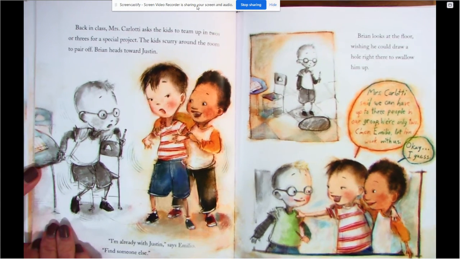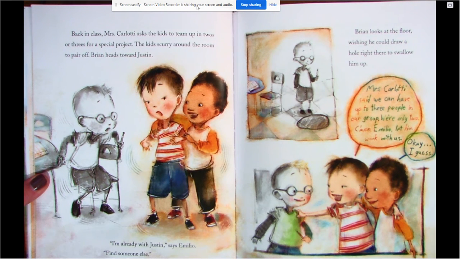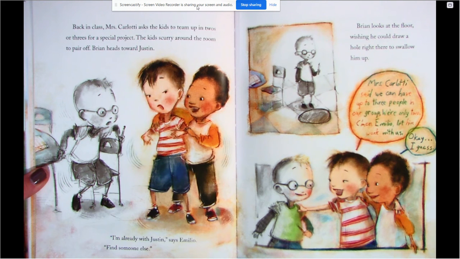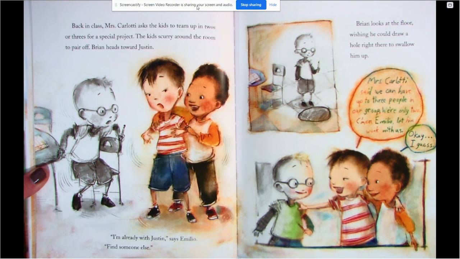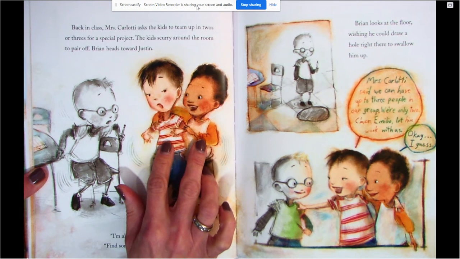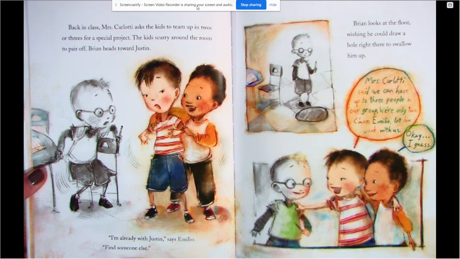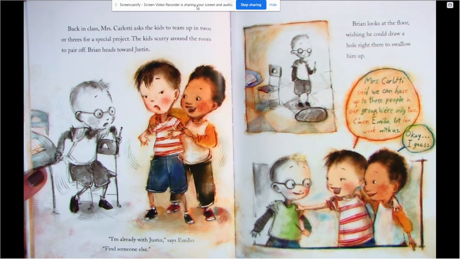Back in class, Mrs. Carlotti asks the kids to team up in twos or threes for a special project. The kids scurry around the room to pair off. Brian heads toward Justin. "I'm already with Justin," says Emilio. "Find someone else." Look at how Emilio has his arm around Justin, kind of grabbing at him, pulling him his direction. Look at his face. If he had a bubble above his head, what would Justin be saying right now?